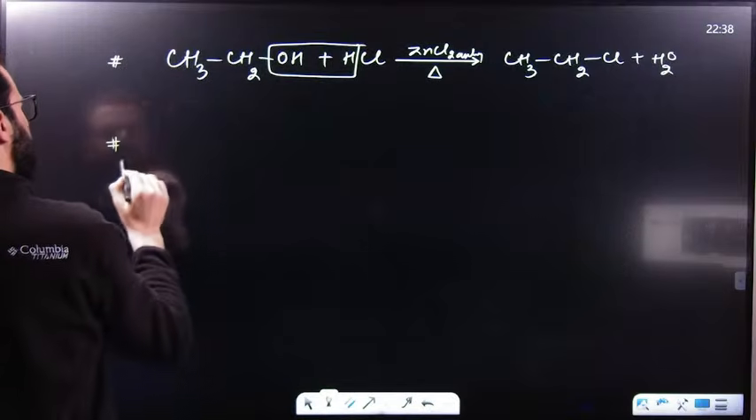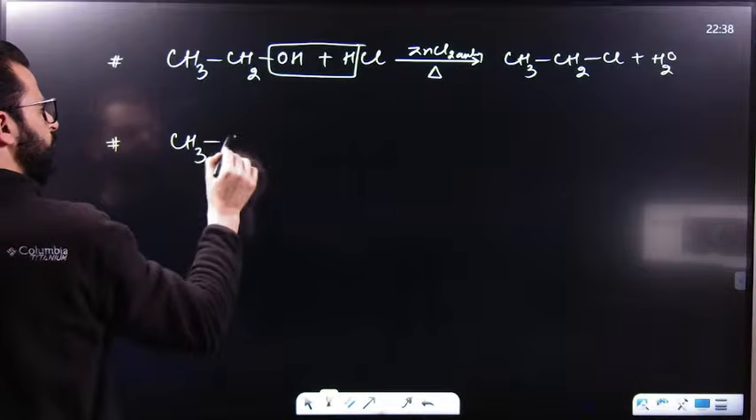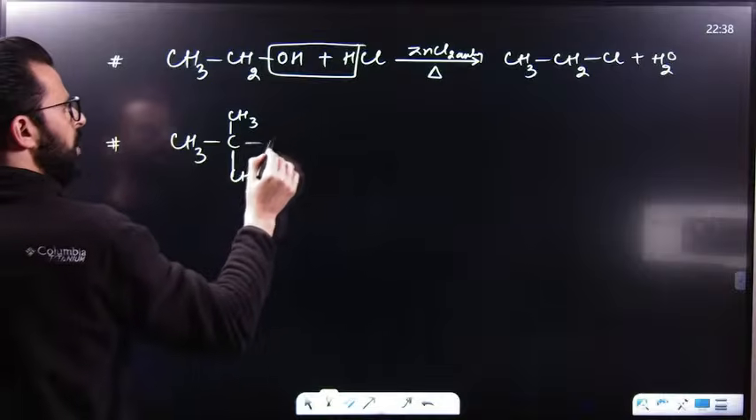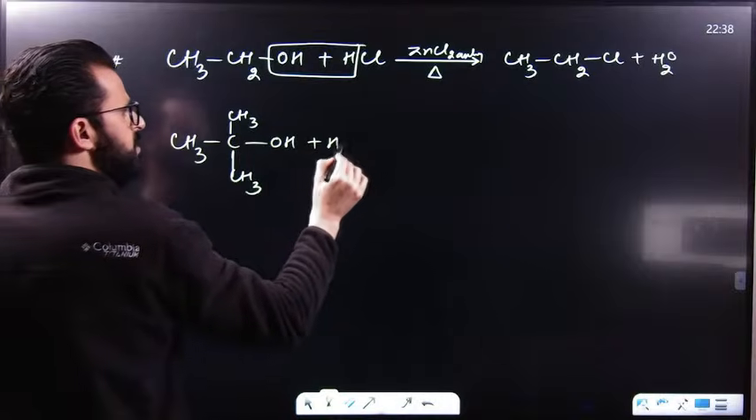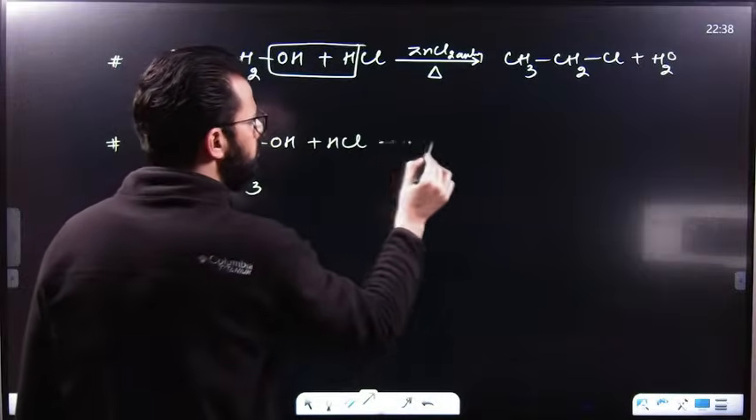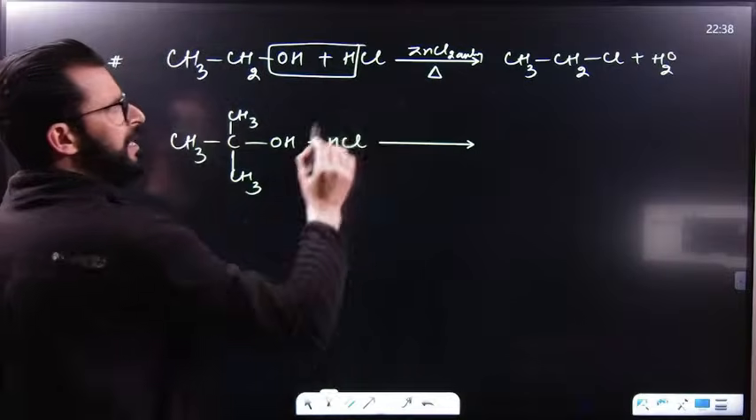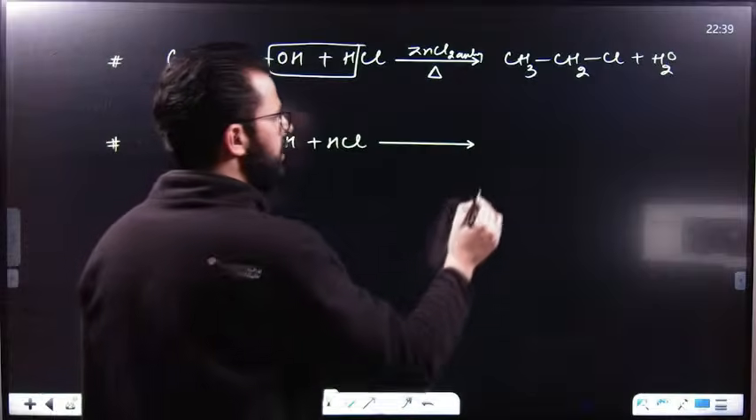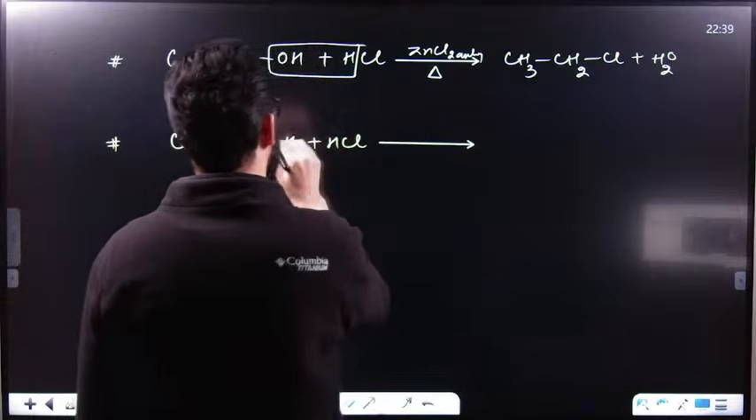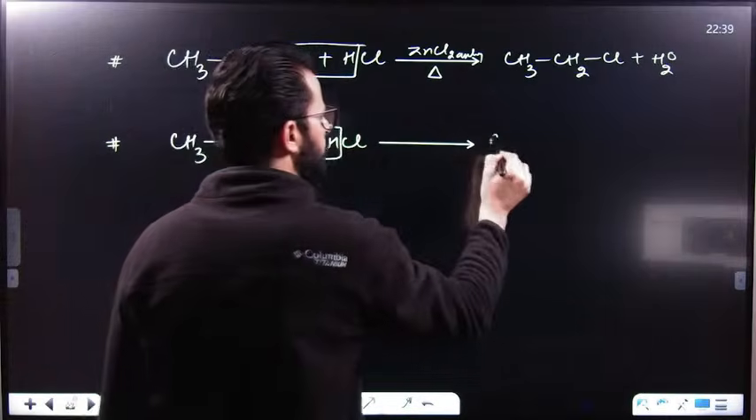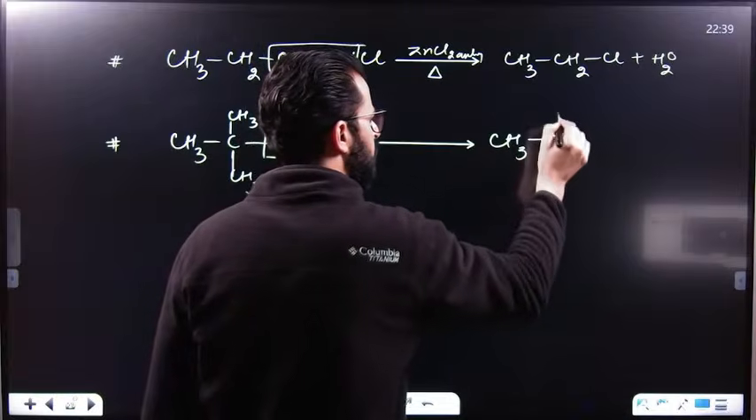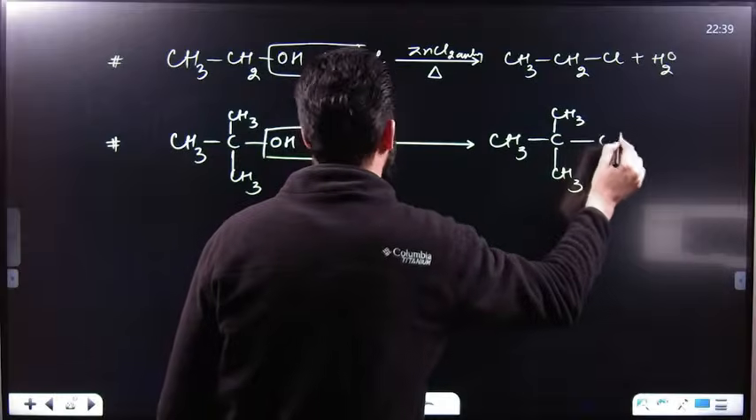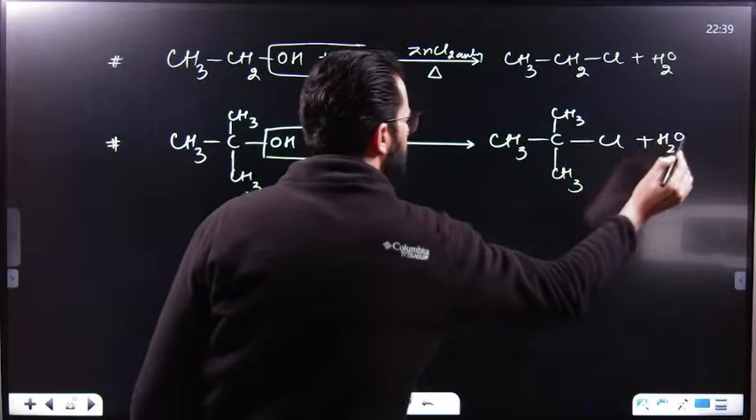Another point is that tertiary alcohol can react with HCl even without anhydrous zinc chloride, without the help of a Lewis acid, because it is very reactive and it can result in the formation of tertiary alkyl chloride. Now the question is, what is the function of anhydrous zinc chloride?